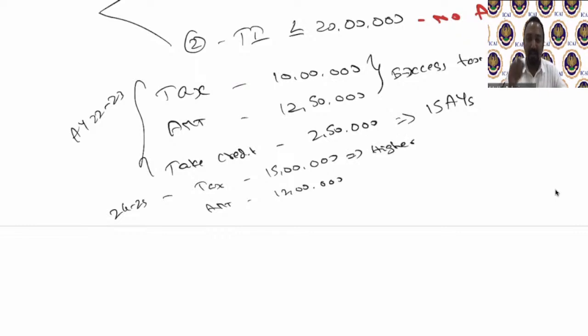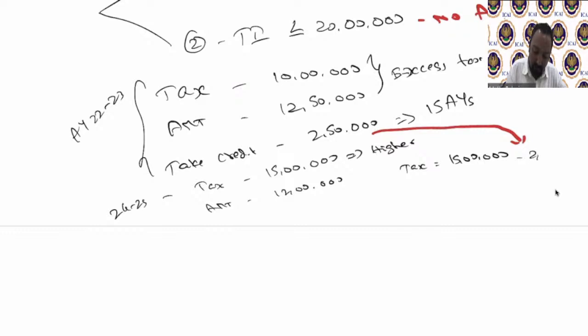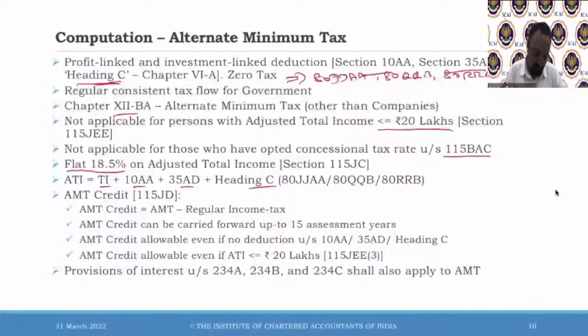When I'm paying this 15 lakhs, government says use this credit. So your tax will become 15 lakhs minus 2,50,000. So I'll only end up paying 12,50,000, because I'm utilizing this credit. This credit is what I'll take as an adjustment in the year in which I'm paying tax under normal circumstances. So that's what the provision says.